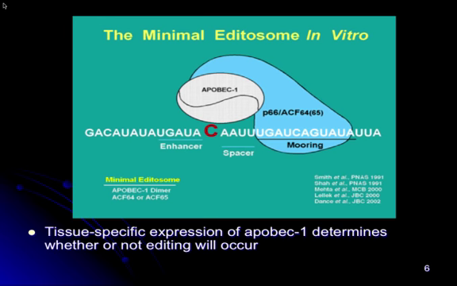The bottom bullet point says this addresses Alex's point. Tissue-specific expression of ApoB1 determines whether or not editing will occur. If ApoB1 is in a tissue, ApoB mRNA gets edited. Do rats express ApoB1 in the liver? Yeah. Do rats express ApoB1 in their intestinal cells?